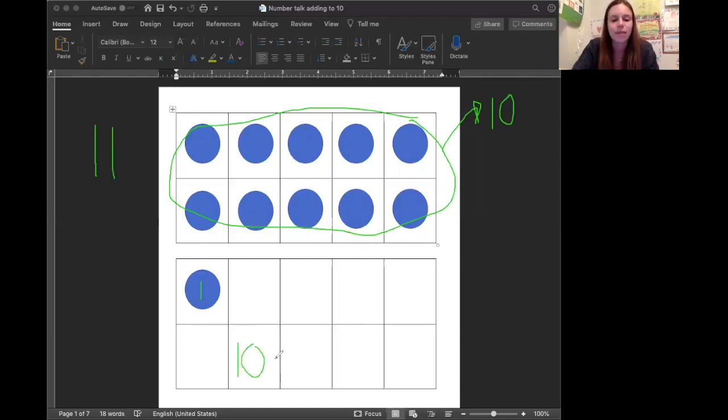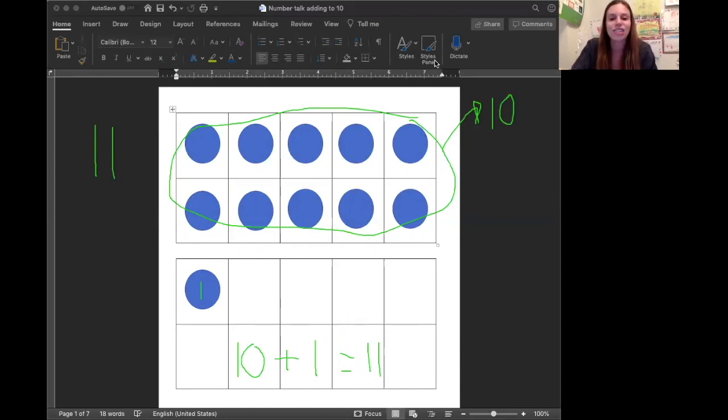10 plus one more equals 11 in all. Listen, 10, 11. This equal sign tells us that what's on this side and what's on this side are really the same. Having 10 and 1 is really the same as having 11.